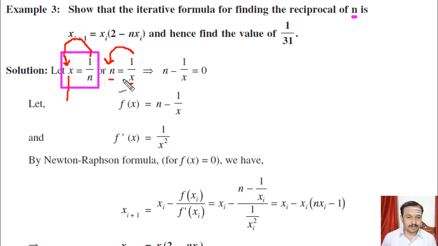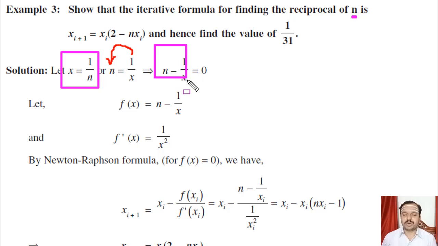Let me once again tell you what we have done. We have taken x equal to 1 by n. Then we have taken the reciprocal on both sides: the reciprocal of 1 by n is n, the reciprocal of x is 1 by x. Then we took this quantity to the left hand side and got n minus 1 by x on the left hand side, and on the right hand side it is merely 0. This is the equation we have here, and whatever the LHS is, we take it as f of x.